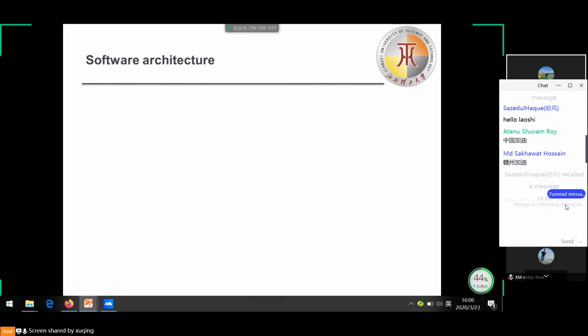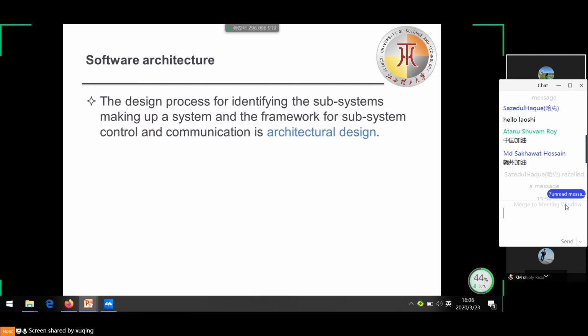At first, architecture design is a process. Architecture design is a design process for identifying the subsystems making up a system and the framework for subsystem control and communication. You see here, architecture design is concerned with understanding how a system should be organized and designing the overall structure of that system.